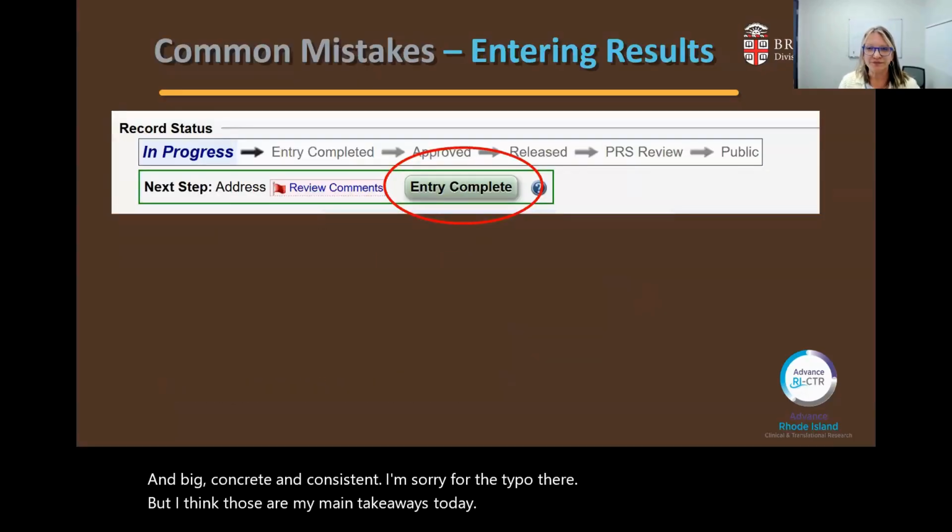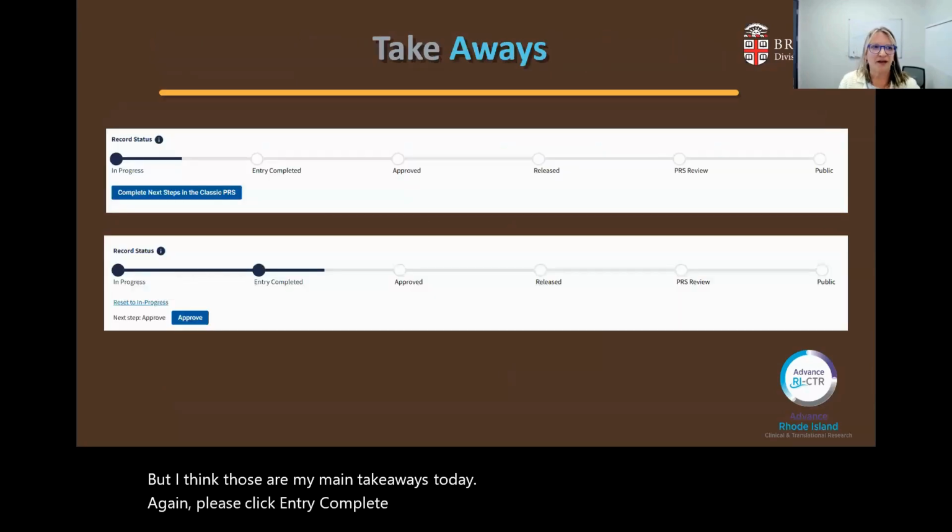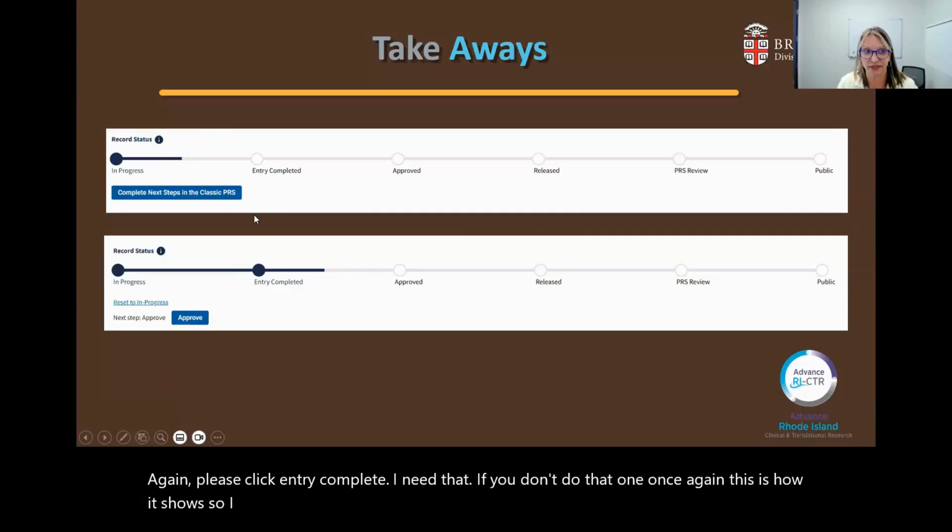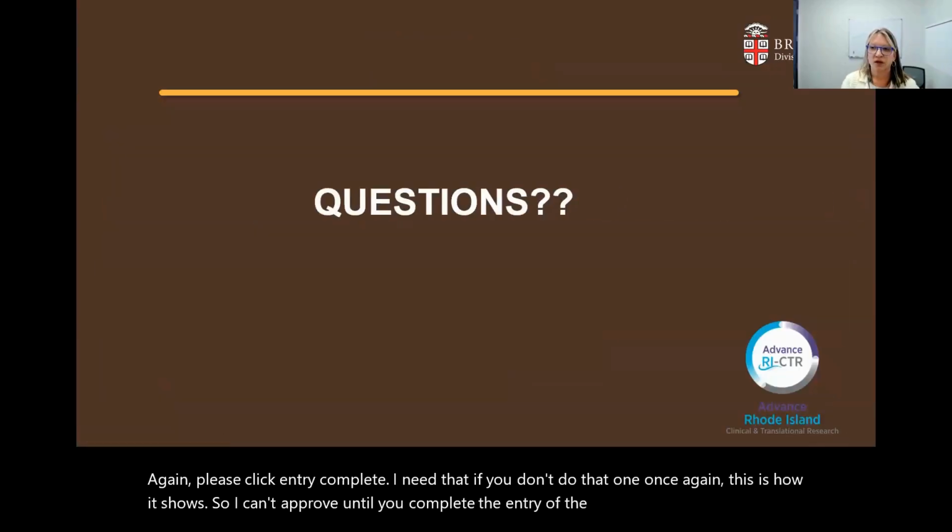Again, please click entry complete. I need that. If you don't do that one, once again, this is how it shows. So I can't approve until you complete the entry of the record.